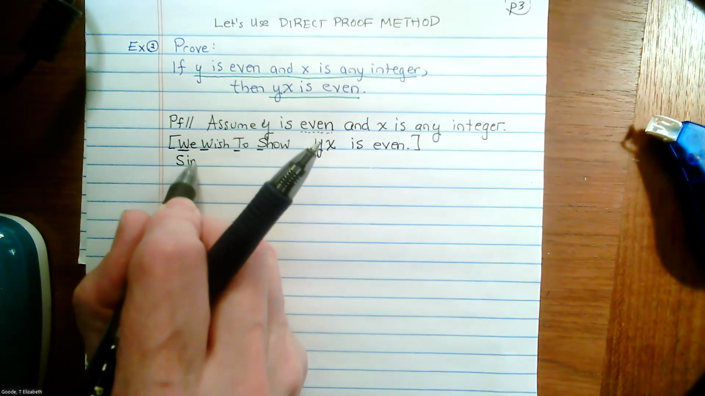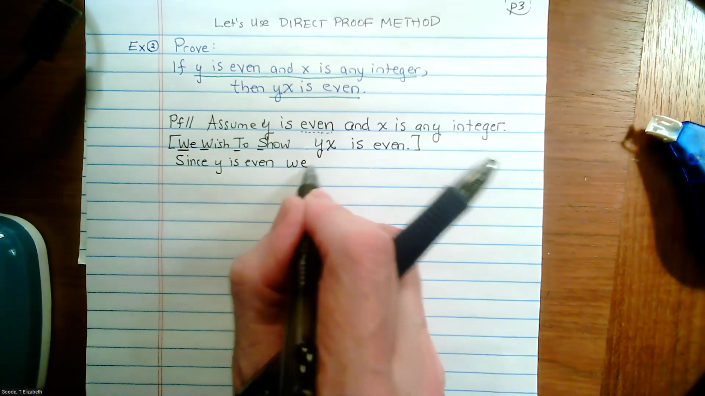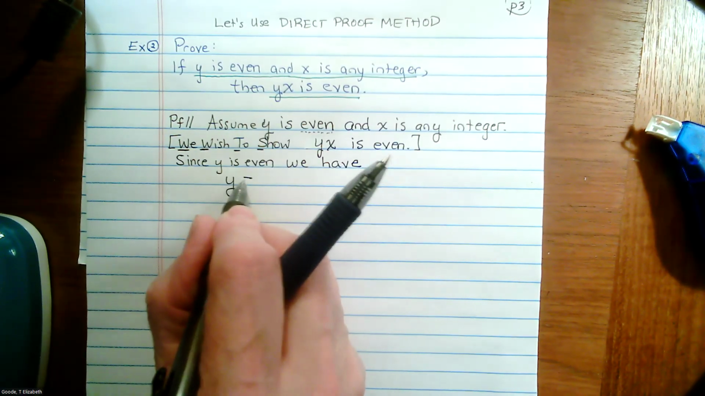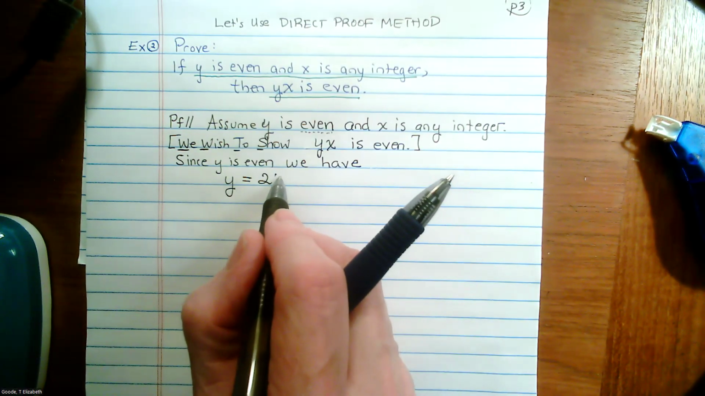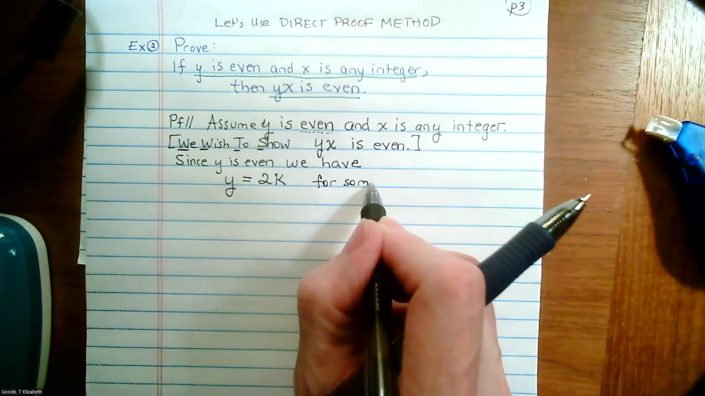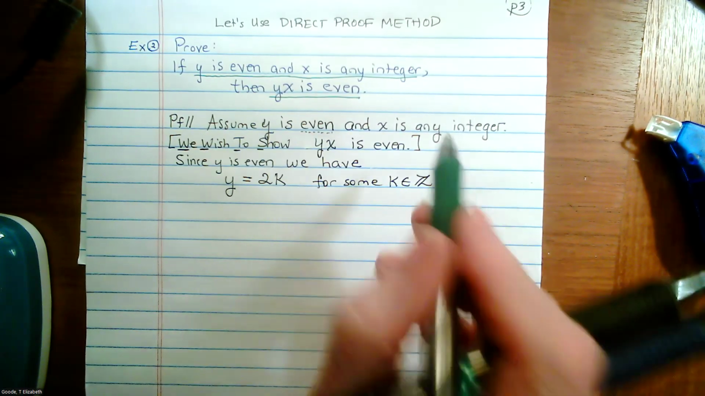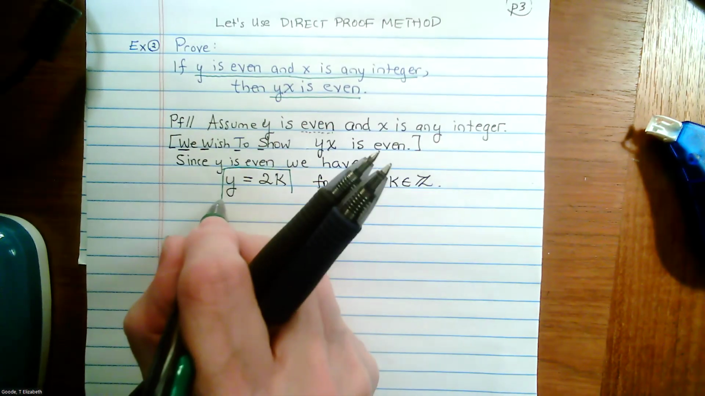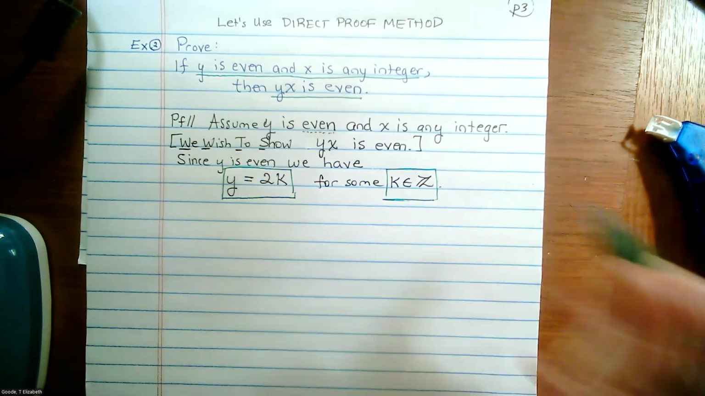So since y is even, we know that, I'm going to skip a line because I like to neaten this up, y equals 2 times what? What letter shall we use? Let's say k. For some k in Z. And actually, x being an integer, we're going to use that, but this is really all we get. We get that y is equal to 2k, where k is an integer. Okay?